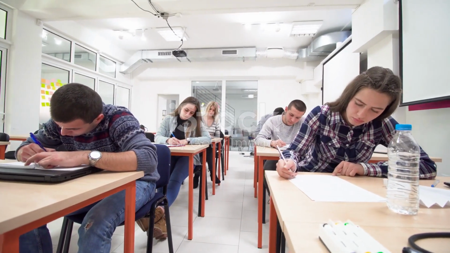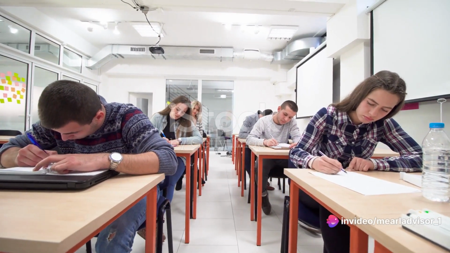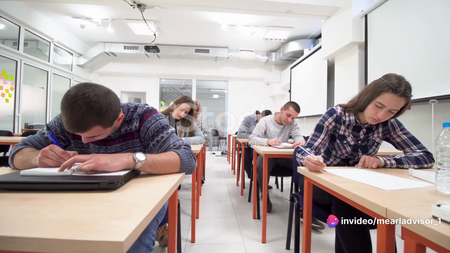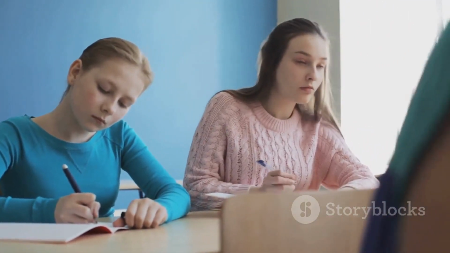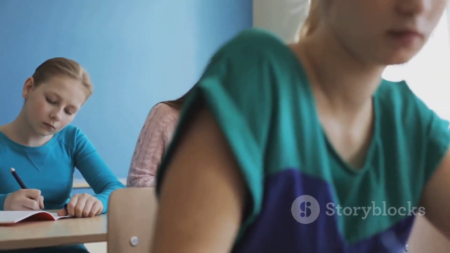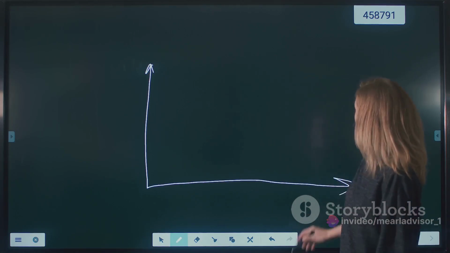Now let's delve into the second step, determining the relevant indicators. These are the tangible signs that your project is making progress towards its objectives. For instance, if your project aims to improve education outcomes, a relevant indicator might be the percentage of students passing their exams. But remember, these indicators should be SMART: specific, measurable, achievable, relevant, and time-bound.